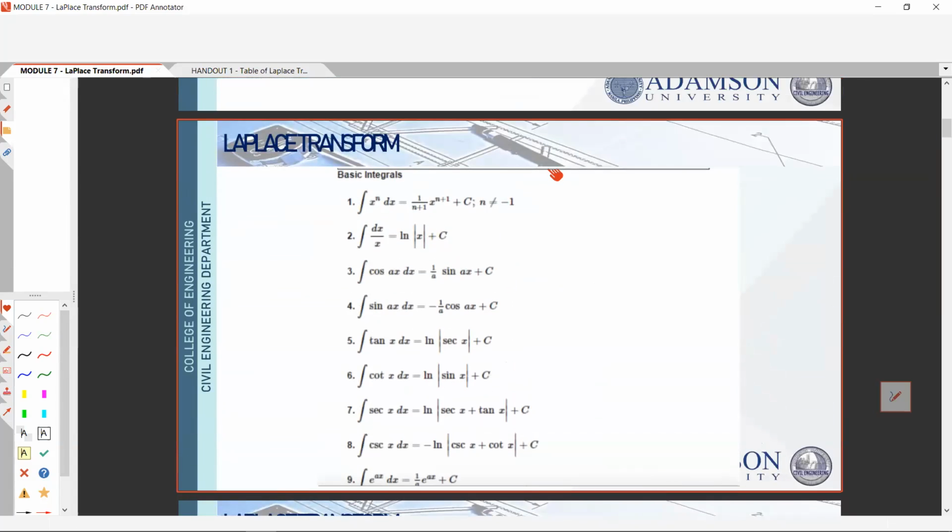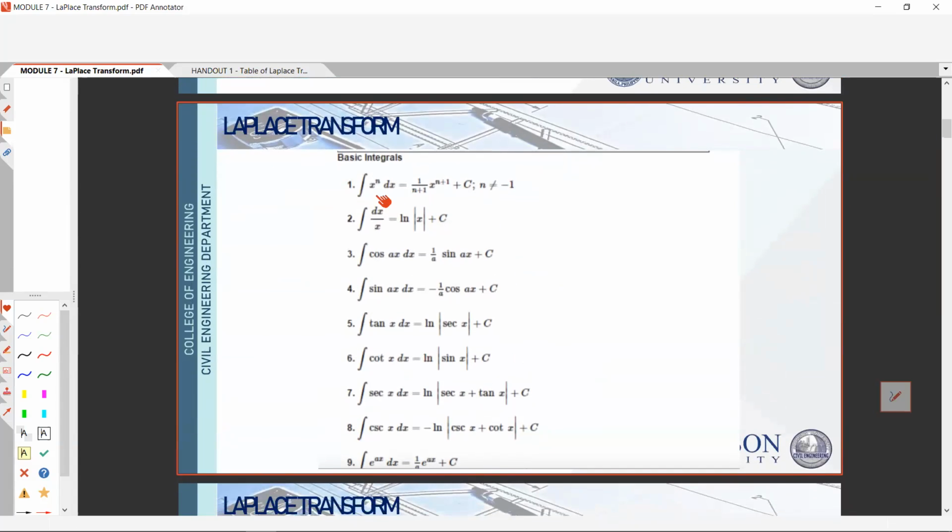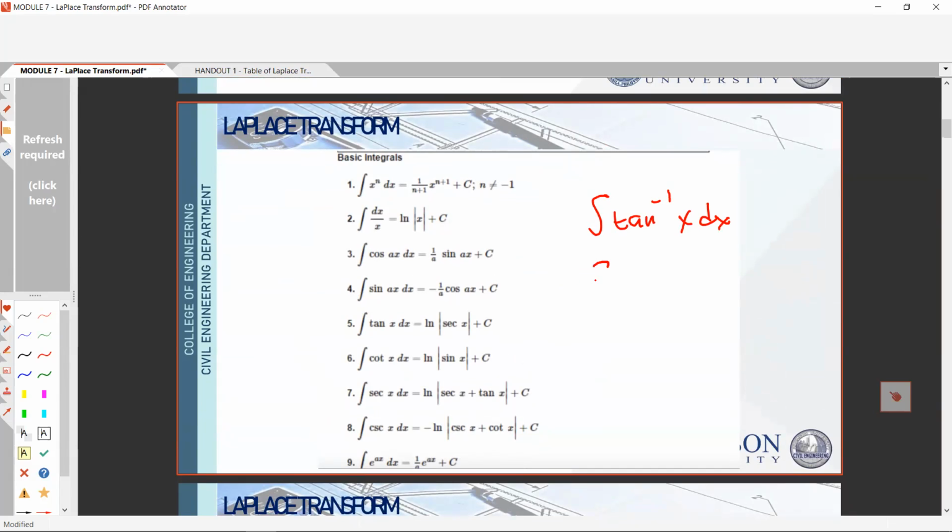Okay. So, recall your basic integrals. Di ba yung basic integrals natin, we have these 9. Okay? So, dagdag na rin natin dito, find the integral of tangent inverse. Okay, recall nyo na rin to, integral of cosine inverse and the integral of sine inverse. Okay. So, ayan. So, recall nyo na lang yung basic integrals nyo.